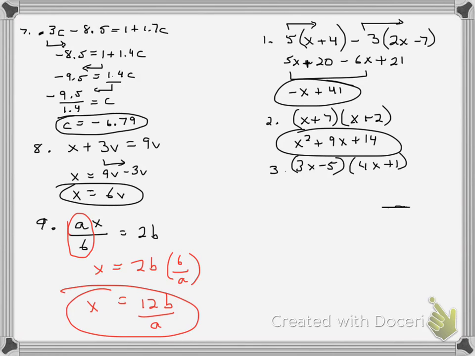3 times 4 is 12, x squared. Outer terms plus 3x, inner terms minus 20x, minus 20 plus 3 is minus 17x. Negative times a positive is going to be negative, and 5 times 1 is going to be 5. That's a 5.